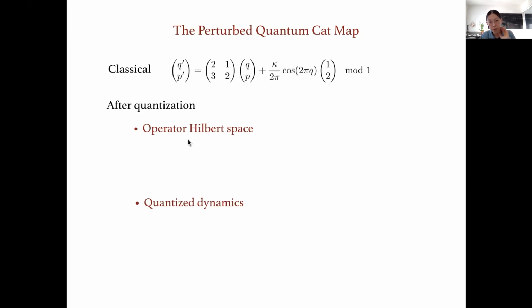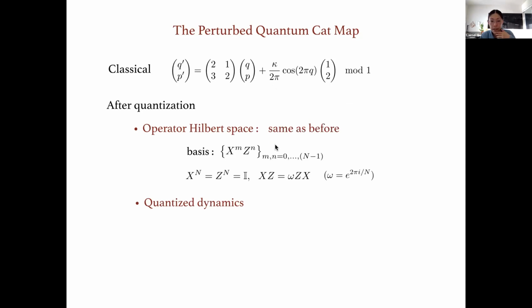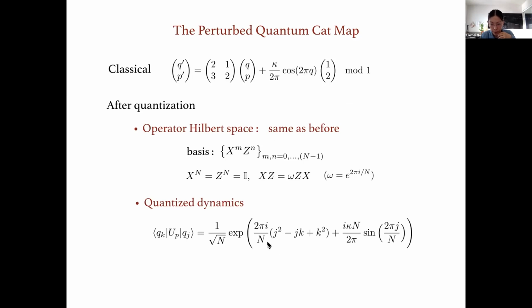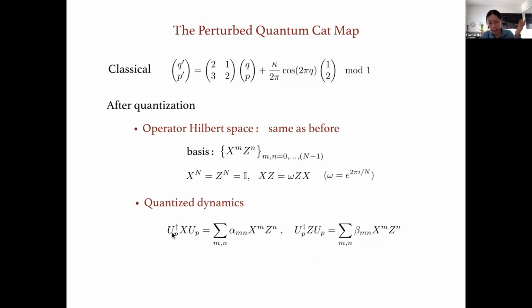After the quantization, the operator Hilbert space is the same as before, spanned by this operator basis. And the quantized dynamics will change because of the shear term. This is what the matrix element of the time evolution operator looks like. We have the original cat map and an additional term induced by the shear, proportional to kappa. And in terms of the action of time evolution on X and Z, now X will change into a superposition of operator bases, same with Z. So this seems like a more complicated dynamics, compared with the original non-perturbed quantum cat map, where X just turns into another operator basis without a superposition of all the operator bases, and same with Z.